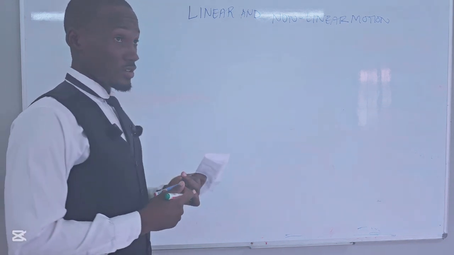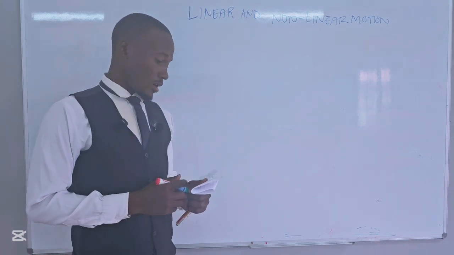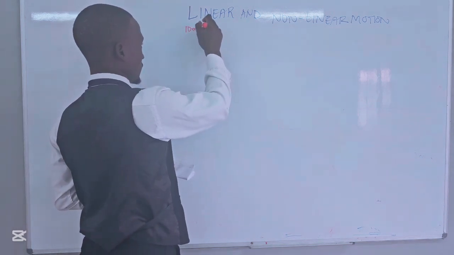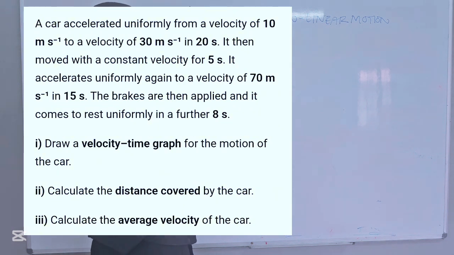So in the next example, as you can see, they are telling us that a car starts with a velocity of 10 meters per second to 30 meters per second, and it uses 20 seconds for that. Then it afterwards maintains this velocity for 5 more seconds. It then rises again to a higher velocity, to 70 meters per second in 15 seconds, and then comes to rest in the next 8 seconds.